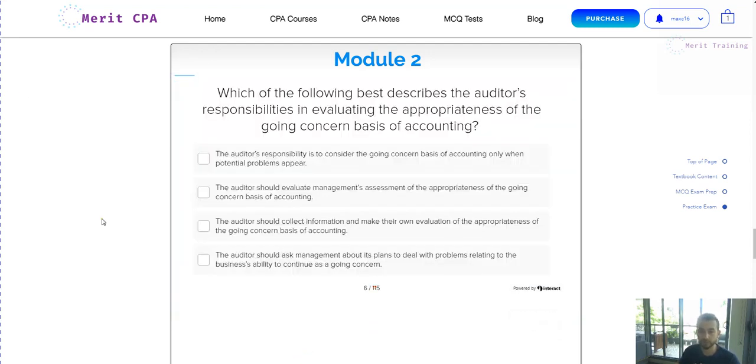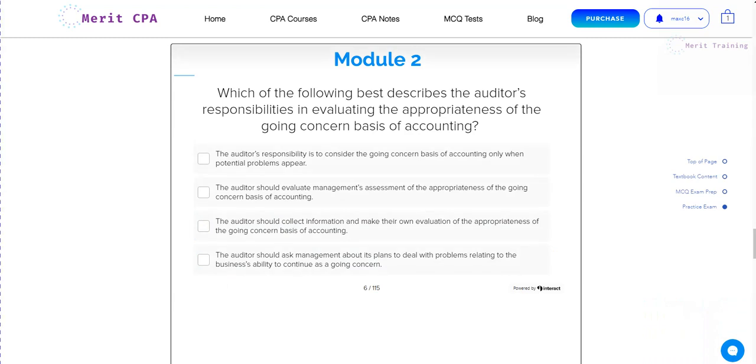Cool. Next question. Which of the following best describes the auditor's responsibilities in evaluating the appropriateness of the going concern basis of accounting? A, the auditor's responsibility to consider the going concern basis of accounting only when potential problems appear. B, the auditor should evaluate management's assessment of the appropriateness of the going concern basis of accounting. C, the auditor should collect information and make their own evaluation of the appropriateness of the going concern basis of accounting. Or D, the auditor should ask management about its plan to deal with problems relating to the business's ability to continue as a going concern.